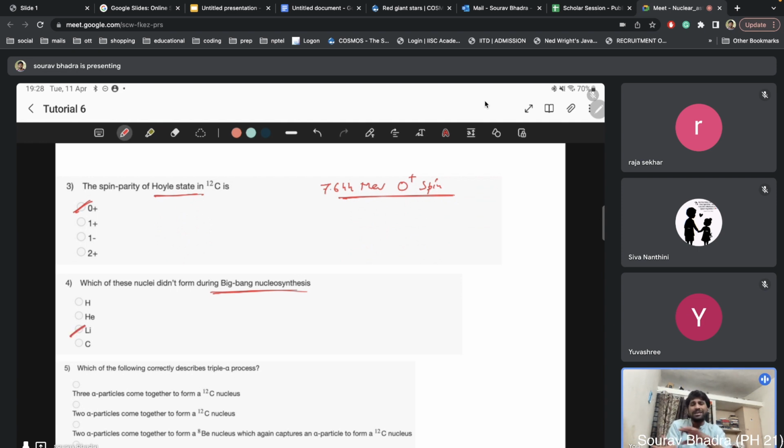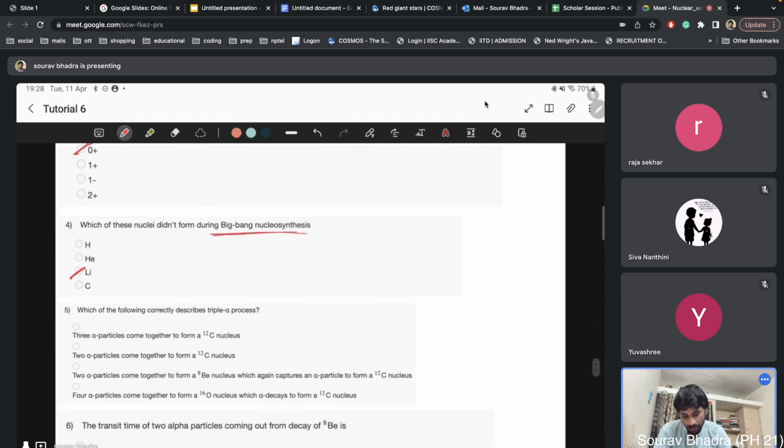You can relate this question to that part: whenever you are going through nucleosynthesis, lithium cannot form. It can form as an intermediate step, but eventually it will create other elements and will not exist in that form. So that is why lithium is not created.